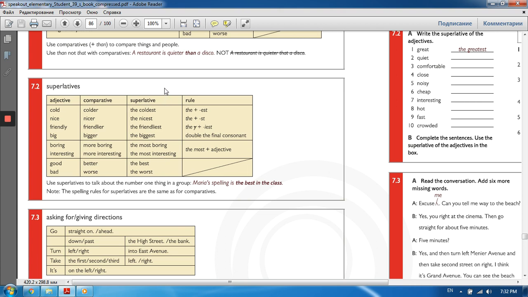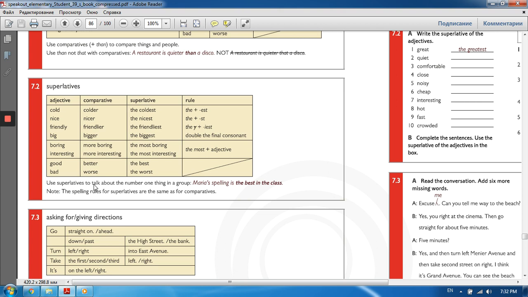So I think you have to pay attention to this part of the grammar rule, that we have to add the article the in front of the adjectives which have been used in the superlative degrees. You see here the article the.